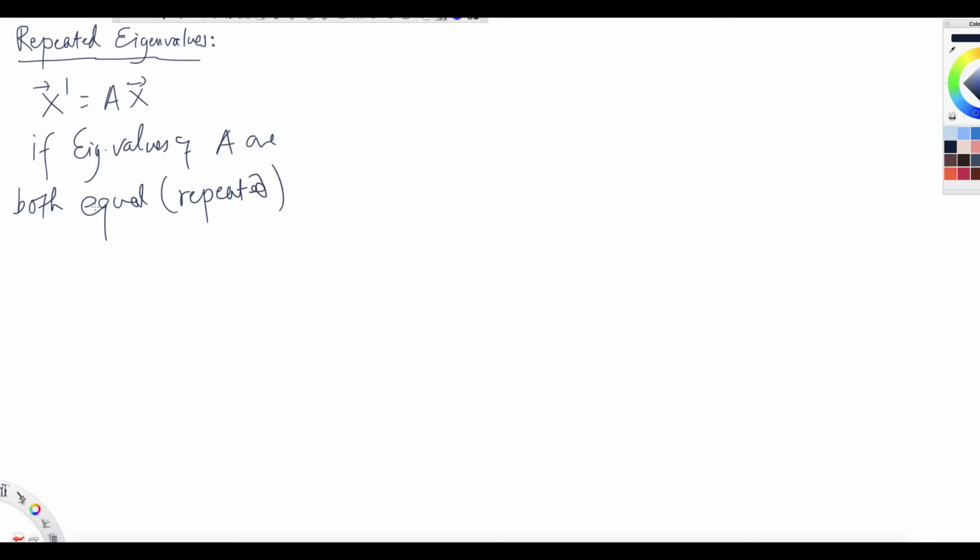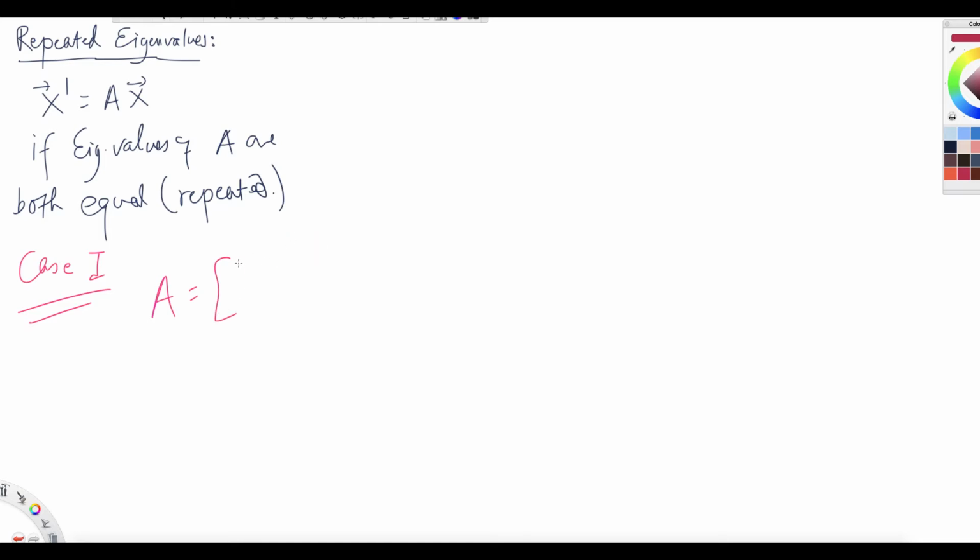So how do we find the general solution of this system of a pair of equations if both eigenvalues are equal, or repeated? In this case there will be two situations. Case one is if the matrix A is a diagonal matrix.